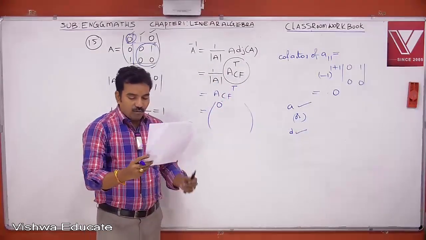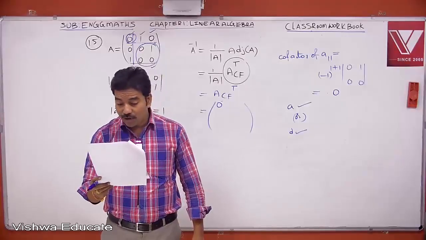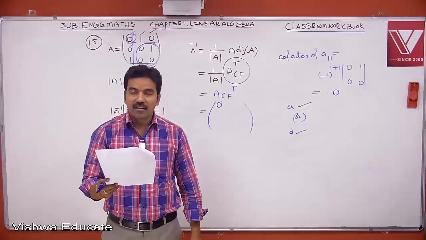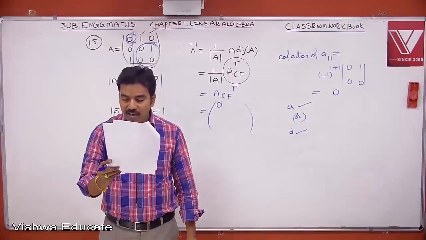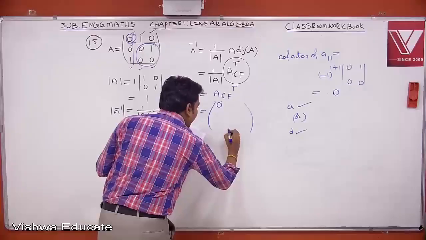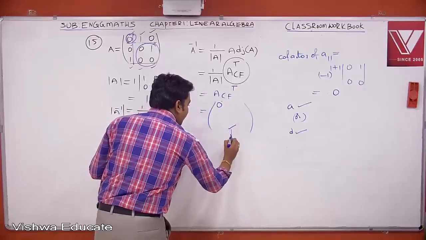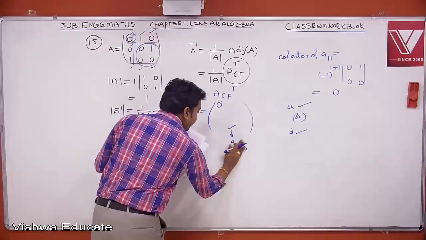Now let us see where you have the difference. The answer is either A or D. In option A, the second element in the third row is 1. In option D, the second element in the third row is 0. That means let us concentrate on this position. This is nothing but A23. Sorry, this is A32.